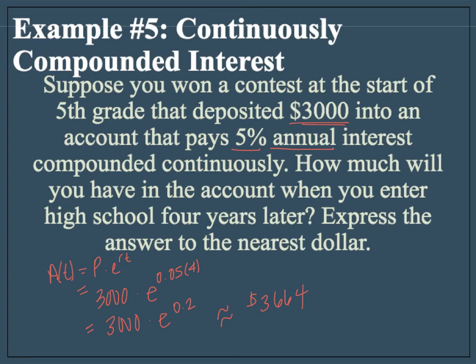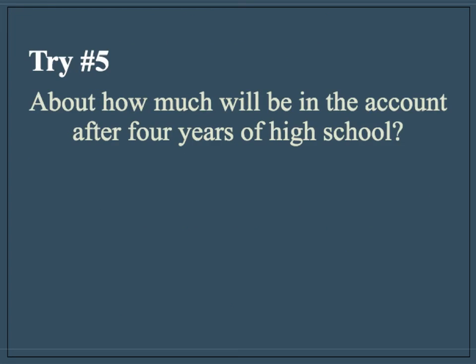And e to the 0.2 times 3,000 is about 3,664. So no, it's not a lot of difference from the time you put it in the account at $3,000 to 4 years later, which is $3,664. But it is still growth, right? So let's go ahead and try the next one.